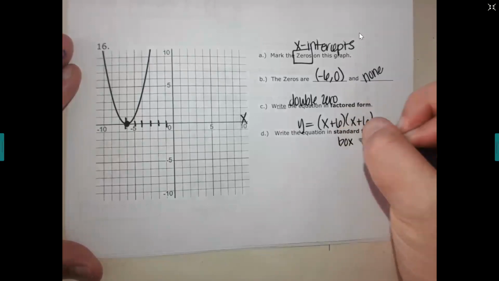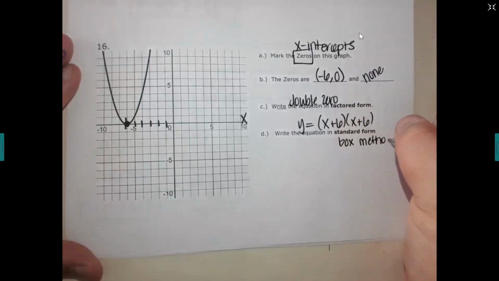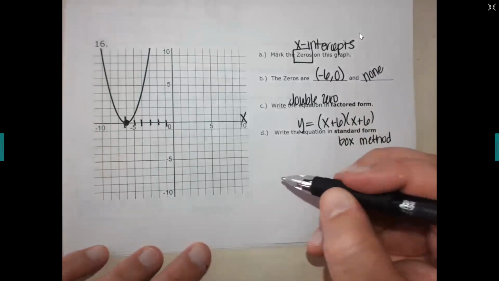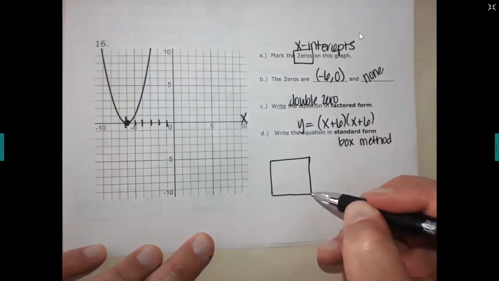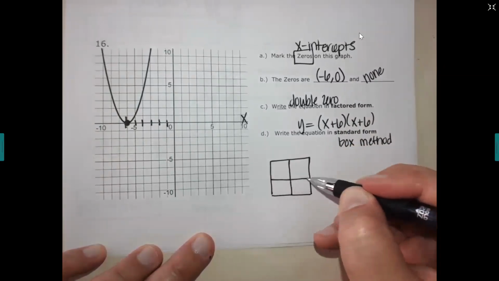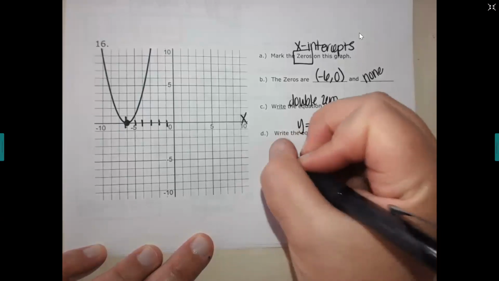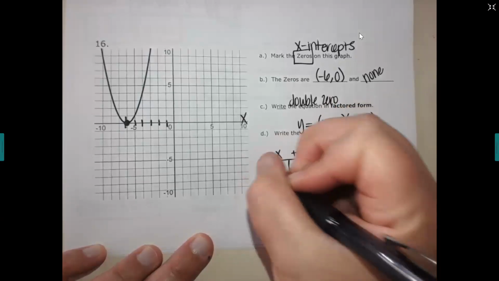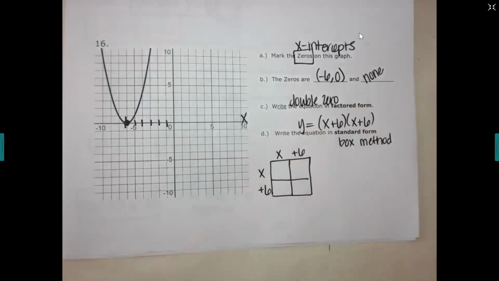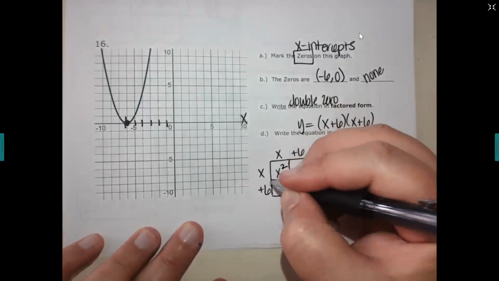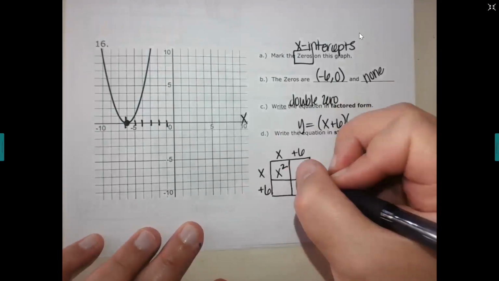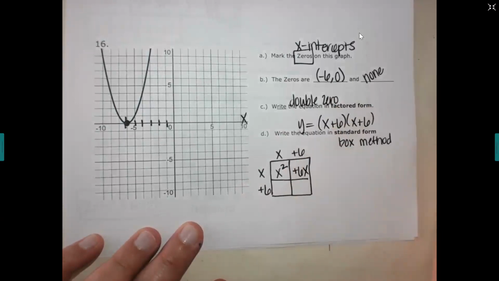Okay, then from there, you're gonna get your answer into standard form. Remember, you're gonna do box method to achieve that. So let's go ahead and just do it real quick here. So box with your little breakdowns, x plus 6 across the top, x plus 6 down the side. X times x is x squared. X times 6 is 6x.